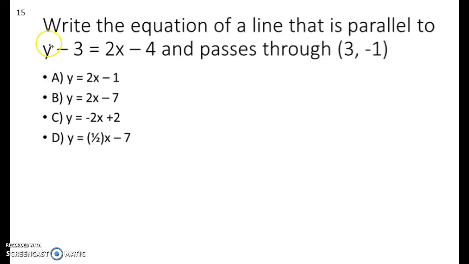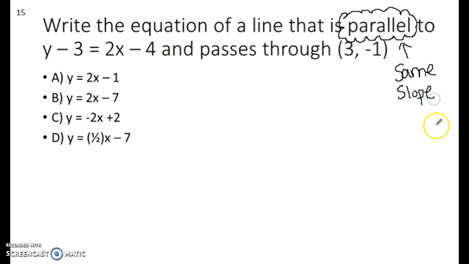Write the equation of the line that is parallel to this line and passes through this point. All right, so first of all, we want it to be parallel. And we have to think about, well, what does that tell us? Well, parallel lines have the same slope. So we know we need to find the same slope. So I'm going to start with that.